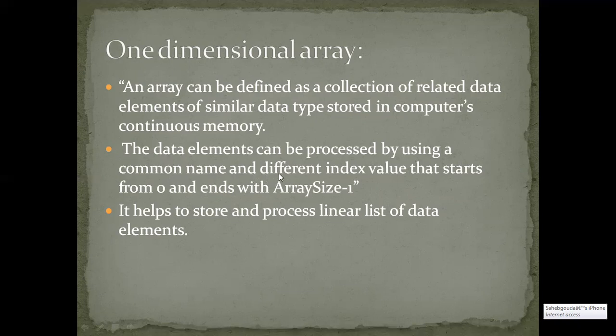The name is common, but the index value is different, starting from 0 and ending with the array size minus 1. The array name, say A, is common for all, but the index value, or subscript, differs: 0, 1, 2, 3. If you take 100 numbers, then 0 to 99. That is why we call it array size minus 1. If the size of the array is 100, it starts from 0 and ends with array size minus 1. It helps to store and process a linear list of data elements.